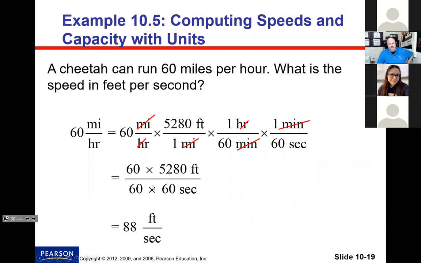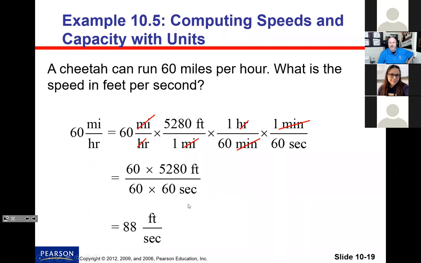Now think about how fast this actually is. 88 feet a second. So look at where you are sitting right now and try to see something that's 88 feet away. You might have to look out a window to find it. And you think about how fast a cheetah runs. In 1 second, they've covered that distance.